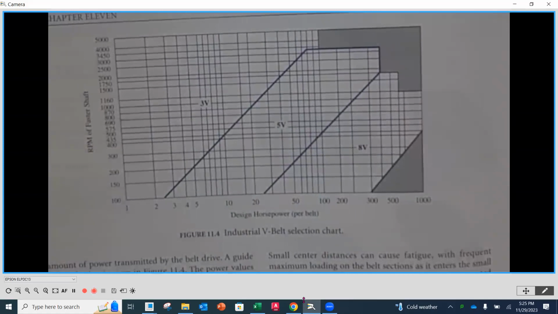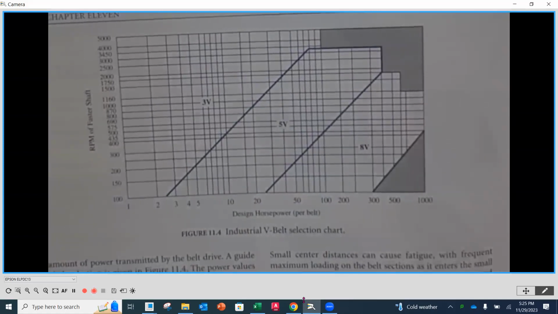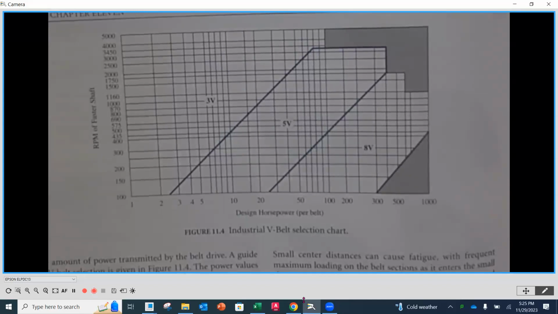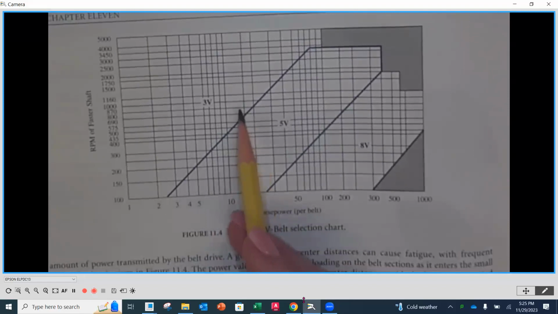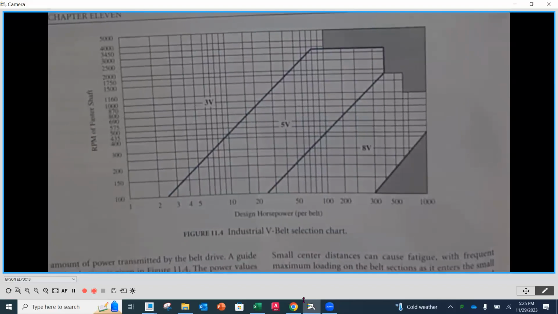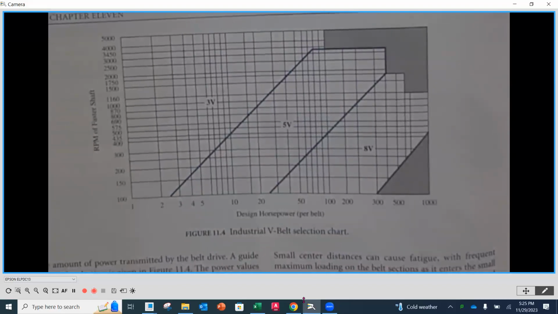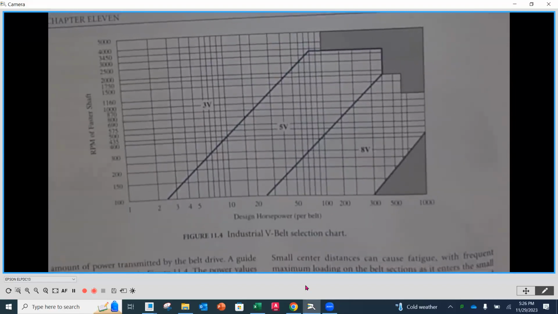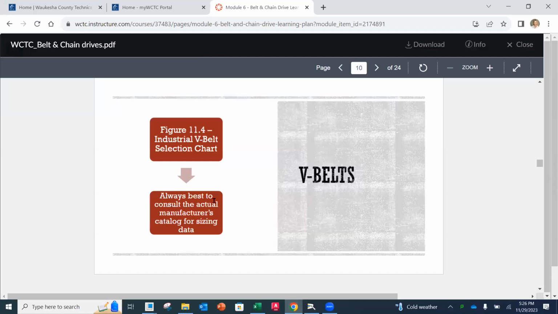I always like to say this is a good place to start. There might be other considerations why you would use a larger or a smaller belt. In some cases, if you're close to the edge and you have a good stock of, and use that same size belt in other places on a machine, for instance, then maybe you would consider that. So this is just to get us in the ballpark and a place to start. It's always best to consult your actual manufacturer's catalog information, though. This is for blanketing over the industry.